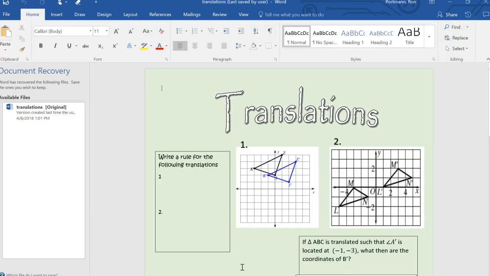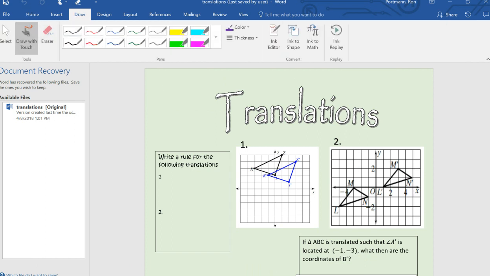Okay, let's move on to the first one. It's translations. A translation is just a slide. Translate has SL in it. Slide has an SL in it. When you are translating, it is going to look the exact same. Whether you're translating a shape, a point, whatever, it is going to look the exact same. The only thing that's different is where it is on your piece of paper.